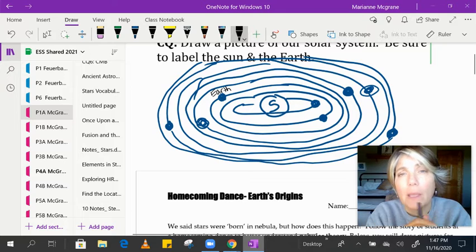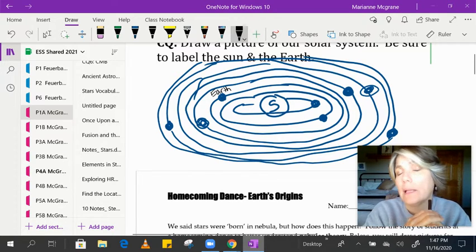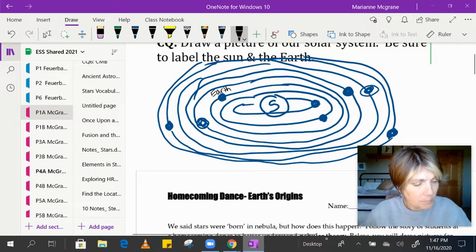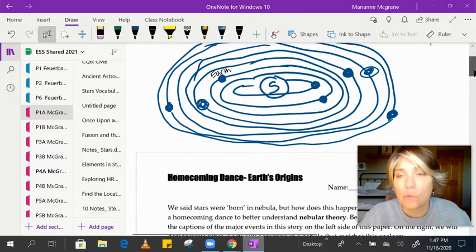Pluto is no longer one of our planets. It is called a dwarf planet. They no longer classify it as a full planet. Although it is part of the solar system, it's not considered a planet in the solar system.